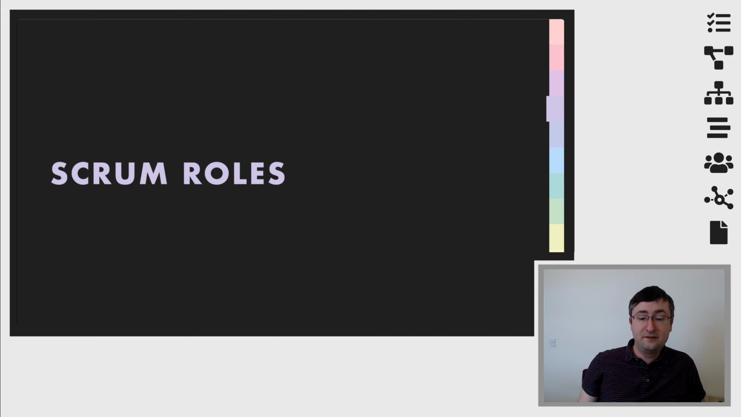So that's a very brief summary of the roles that exist inside of Scrum. We've got the product owner, the person that's responsible for ensuring that the team is doing the right thing. We've got the Scrum Master, the person that's responsible for ensuring that the team is doing things right. And we've got the development team that's responsible for just doing things.